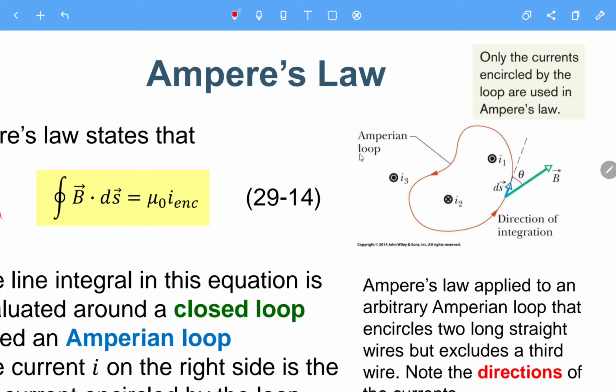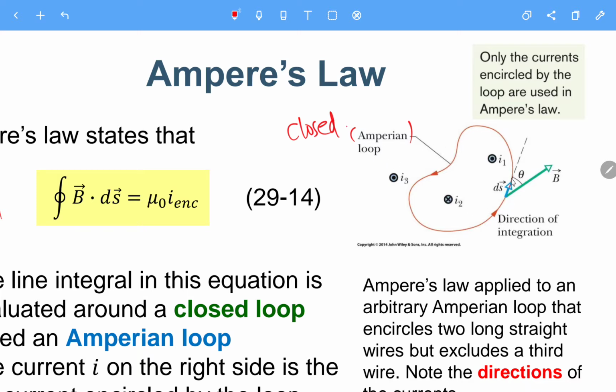For Ampere's Law, we have something called the Amperean loop, which is a closed loop. This is a closed curve, which means that it starts and then goes back to the original point, forming a closed loop. So suppose we have an Amperean loop.